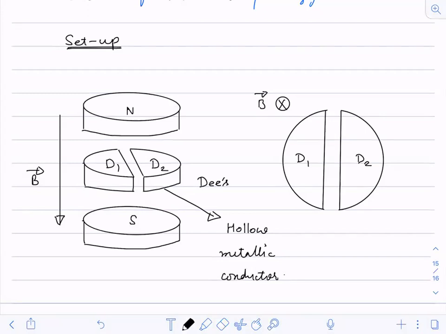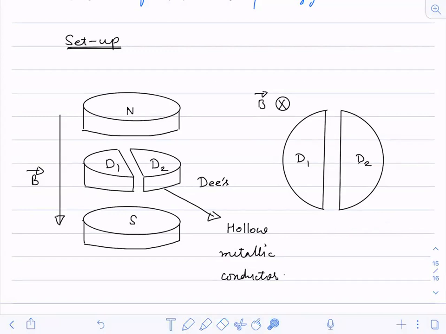Understood? And this is another view of this D. So I hope you have understood this thing. Okay, and then you have a cross the field. Magnetic field going inside. You have a magnetic field going inside.